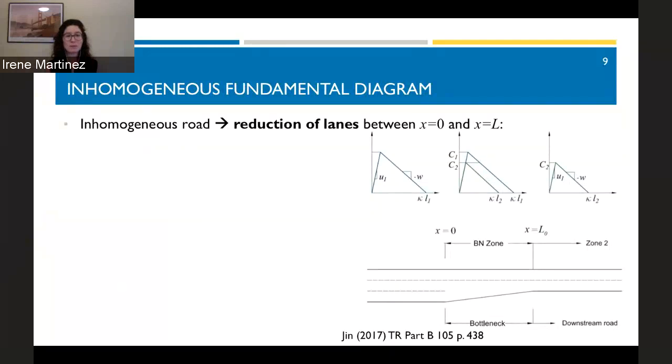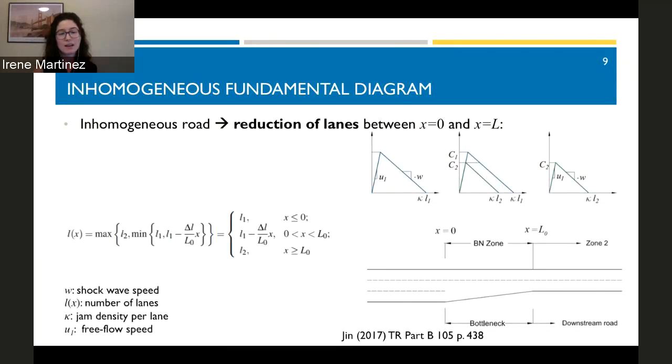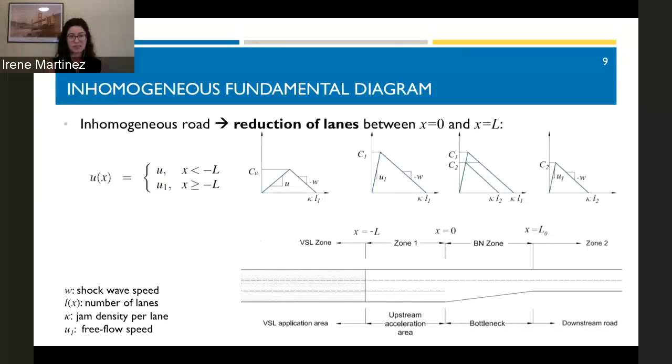So let's go back to our bottleneck with a reduction in lanes. We have modeled this lane reduction by a piecewise linear number of lanes, which generates an inhomogeneity in the fundamental diagram. Also, when we introduce this speed limit zone upstream of the bottleneck, we are generating an additional inhomogeneity. So the speed limit is now location dependent as well, and the speed-density relationship is location dependent and has two different inhomogeneities. So we have a very big transition zone between the end of the control and the end of the bottleneck.